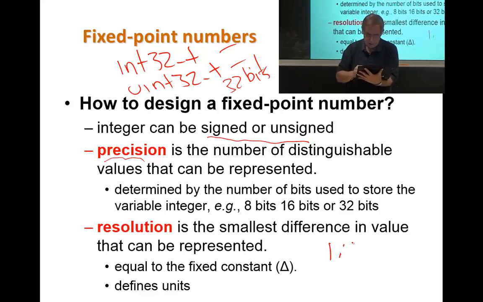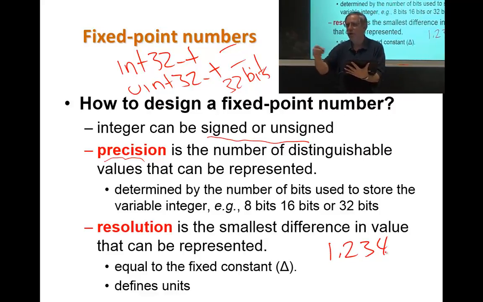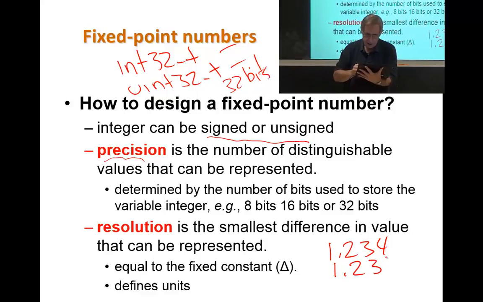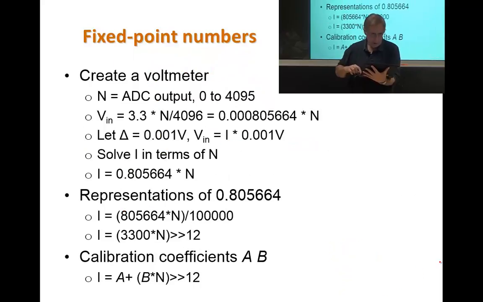So we saw that the Lab 1 could represent or could output or could store the value 1.234, and the next larger value is 1.2345. And we see that the delta, which is the fixed point, is also the resolution. And the delta often has units associated with it. Questions? Let's do a couple of examples.